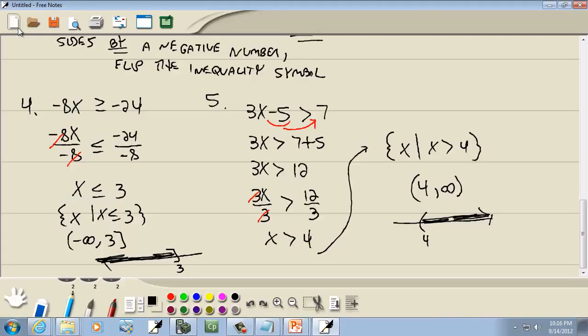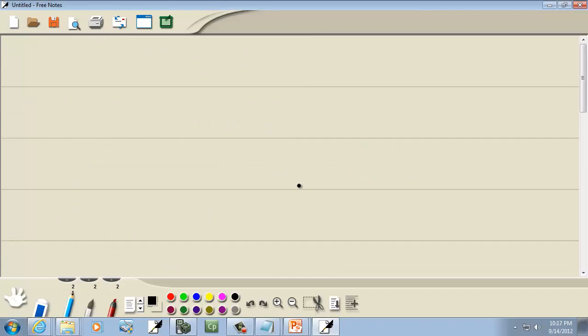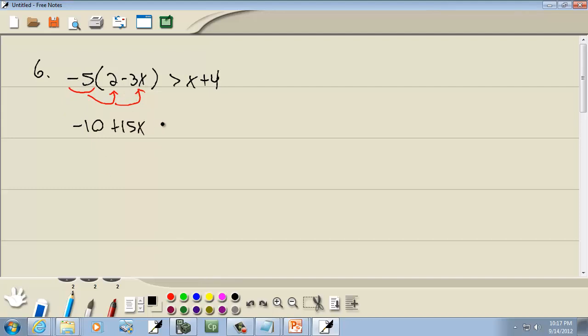Well, let me start a new page here, and then we'll take a look at the next problem. 6. So we got negative 5 times 2 minus 3x is greater than x plus 4. First step, get rid of parentheses. Well, here we got a negative 5 in front of parentheses. That means multiplication. So we're going to take negative 5 times 2 and negative 5 times negative 3x. Now negative 5 times 2 is negative 10, and negative 5 times negative 3x gives us a positive 15x.